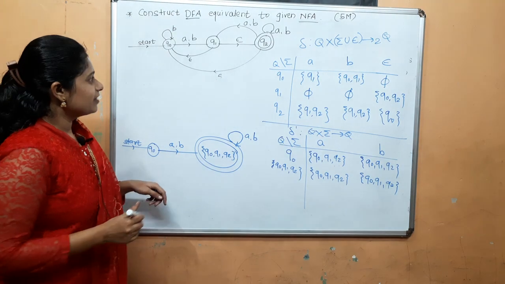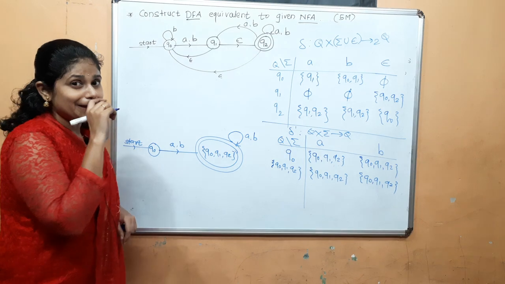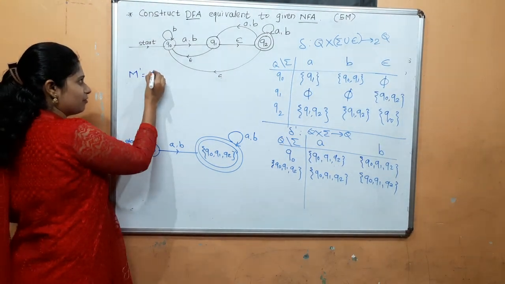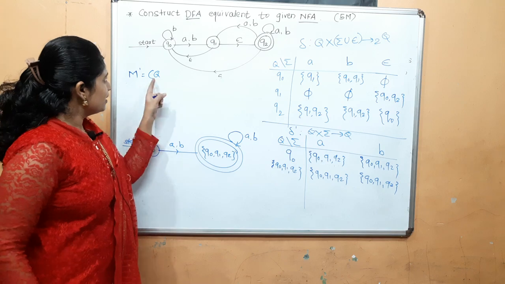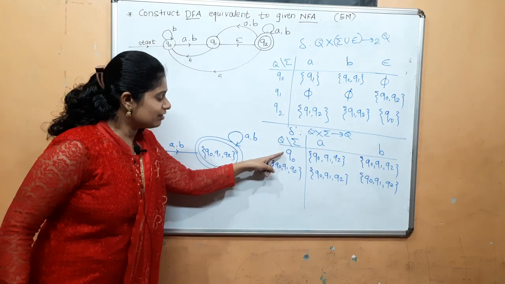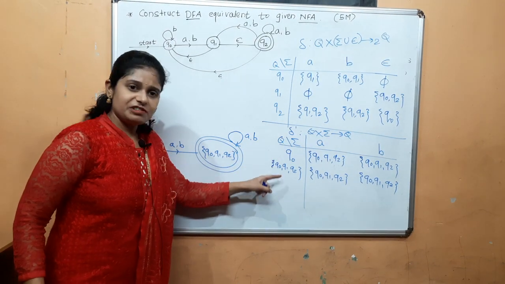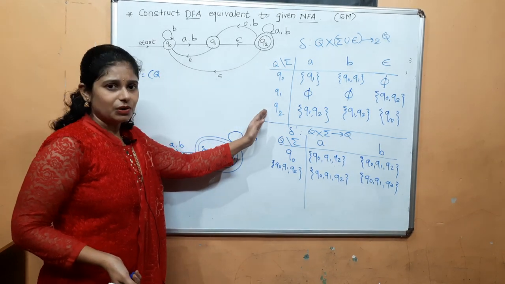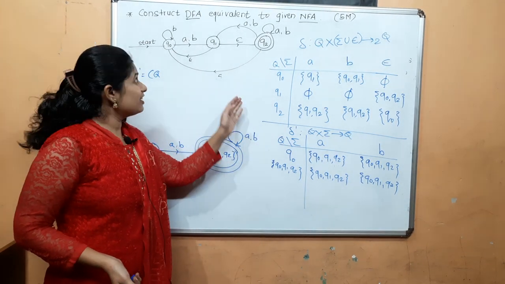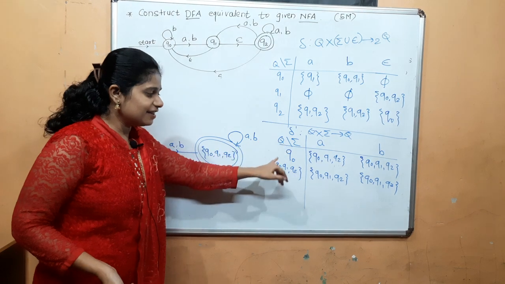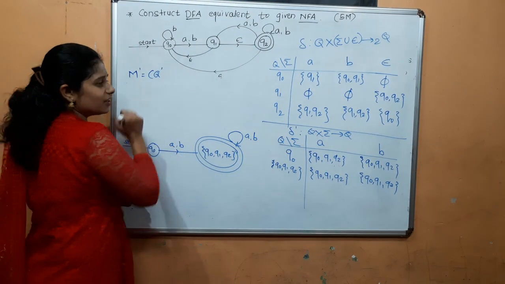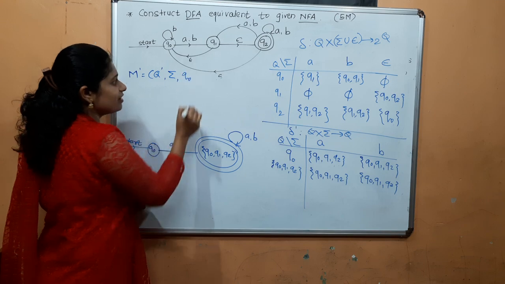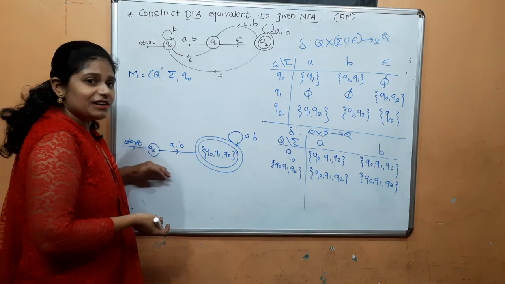Now see here, we have to write the tuples of a DFA, that is M' is equal to Q'. Now here we can write the Q' because there are new states. The old states are Q0, Q1, Q2. After converting NFA to DFA, we can get the new states. So here we can use the dash. Then sigma, Q0, that is the initial state, will remain constant.